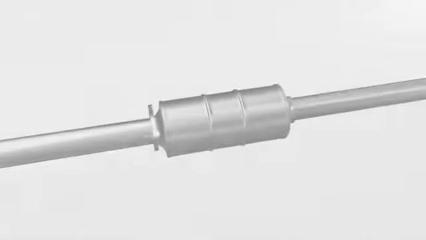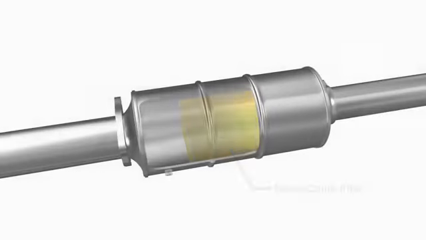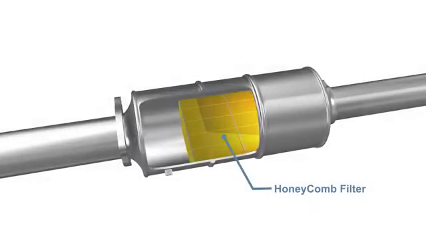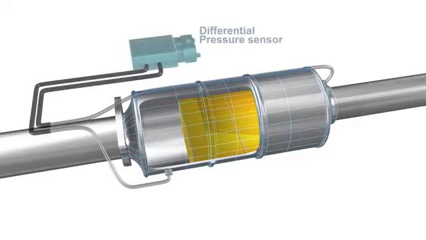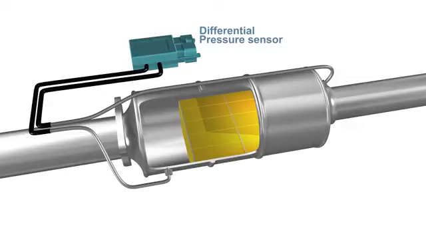The design of the DPF consists of a honeycomb filter monolith and is encased in a metal shell, just like a catalytic converter. Connected to it is a differential pressure sensor with pipes coming out of the inlet and the outlet of the DPF. We'll cover this shortly.